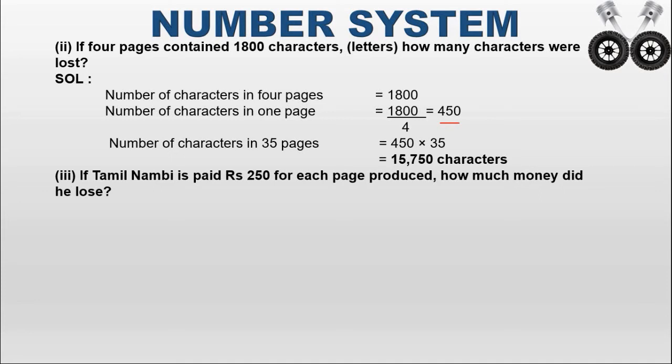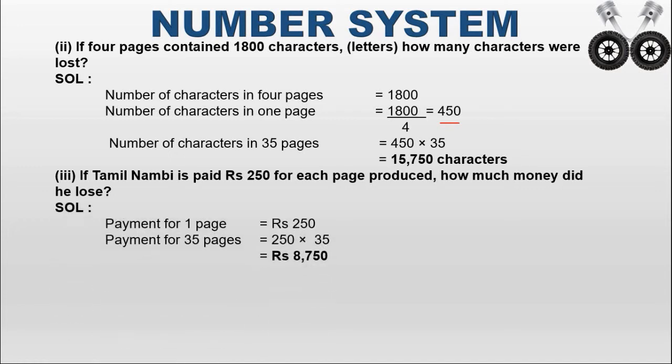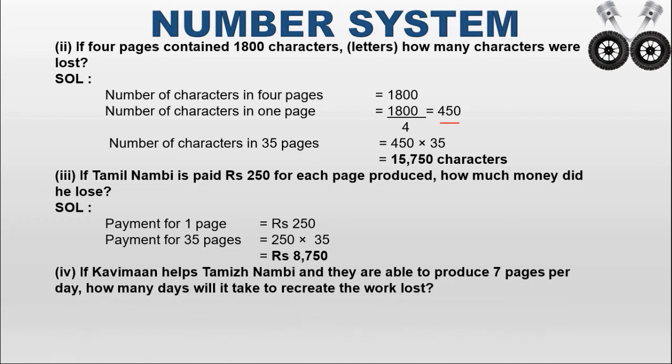If Tamil Nambi is paid rupees 250 for each page produced, how much money did he lose? For producing one page, he is paid how many rupees? 250 rupees. For 35 pages, here one page has increased to 35 pages. That means the rupees also increase, so you have to multiply. So 250 into 35 equals 8,750 rupees he lost.